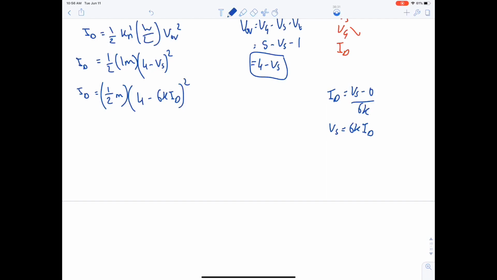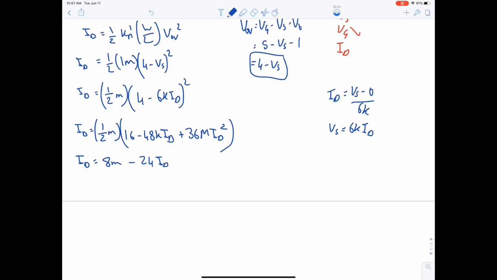Now 4 minus 6K ID squared is equal to, when you expand, 16 minus 48K ID plus 36 mega ID squared. Why did it become mega? Because kilo multiplied by kilo is mega. Okay, so after you multiply, here it will be 8 milli minus 24 ID plus 18 kilo ID squared.